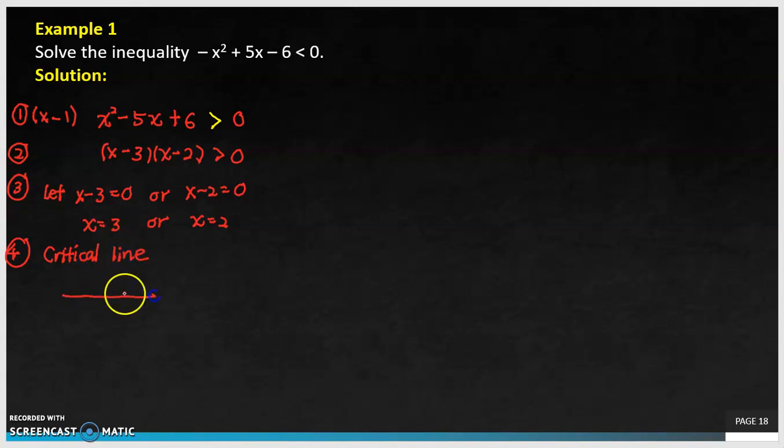So now we have two values, one is 2, another one is 3. The smaller value we put on the left hand side, and the larger value on the right hand side. So in this critical line, we need 3 intervals. The purpose of the critical line is just to determine how many intervals we need. So in this question, we need 3 intervals. So next, we will construct a table.